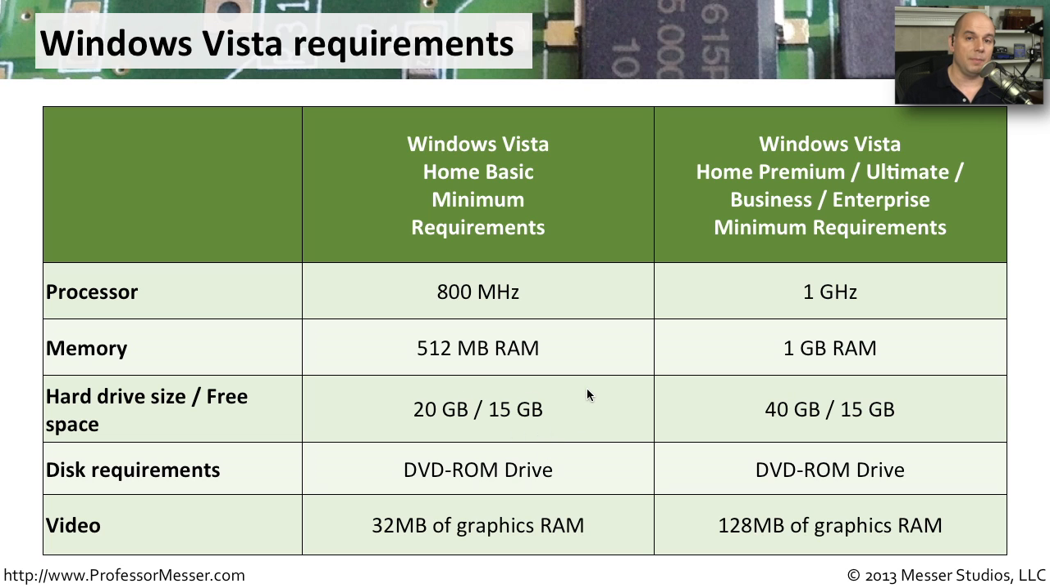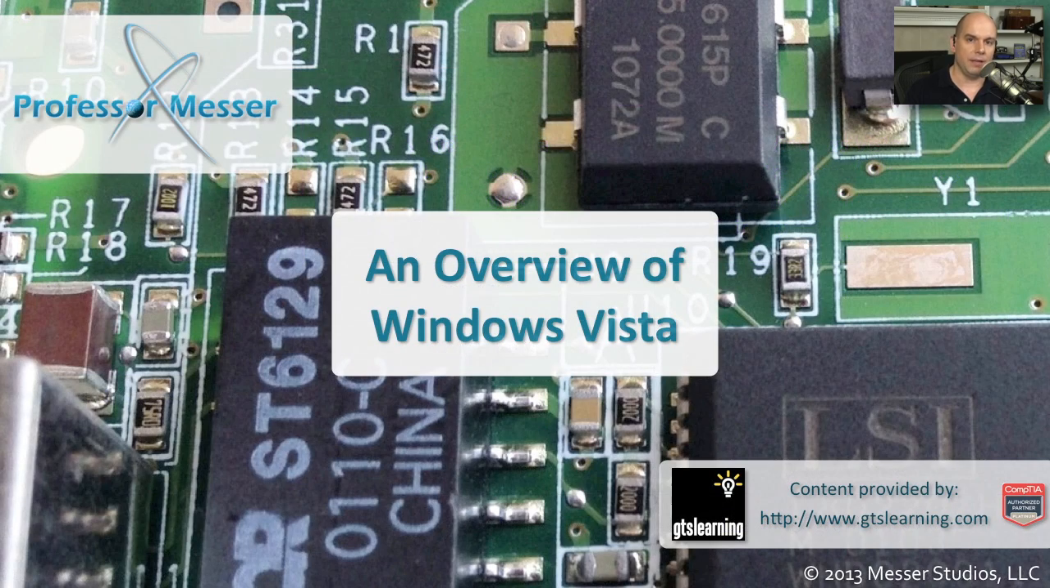But notice that the minimum size of the total hard drive needs to be 20 gig for Home Basic. That's doubled to 40 gig for the other editions. Both of these require a DVD-ROM drive, but the video card is a lot different between these two. Home Basic only requires a graphics card that has 32 megabytes of video memory. And for Windows Vista Home Premium, Ultimate, Business, and Enterprise, we need a graphics card with at least 128 megabytes of video RAM.